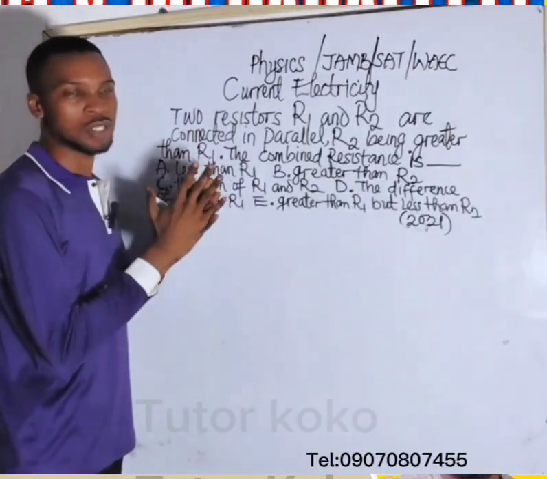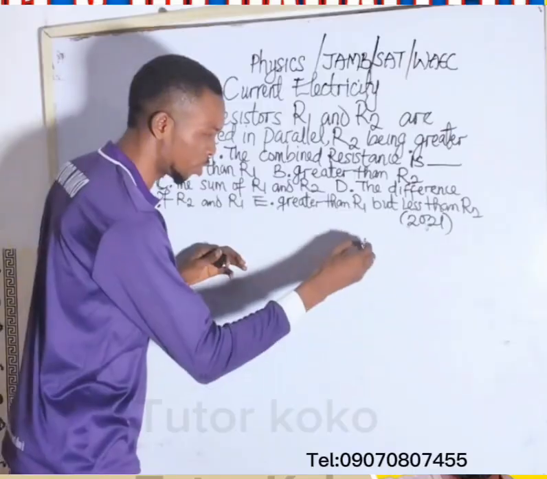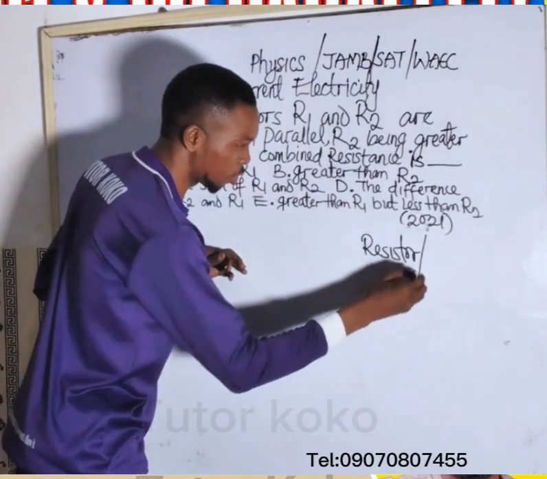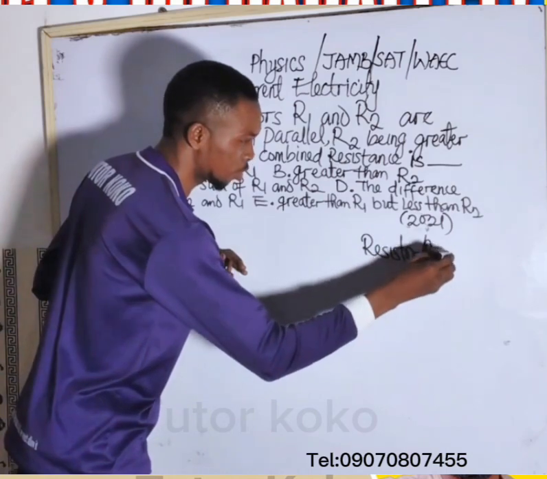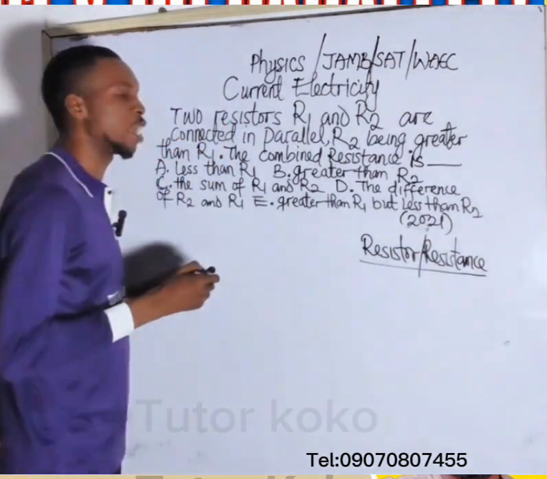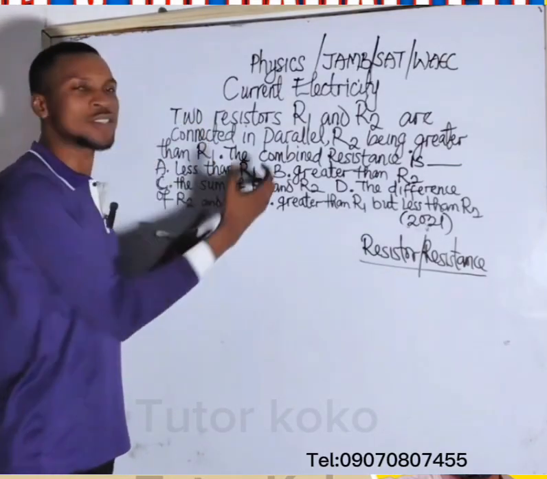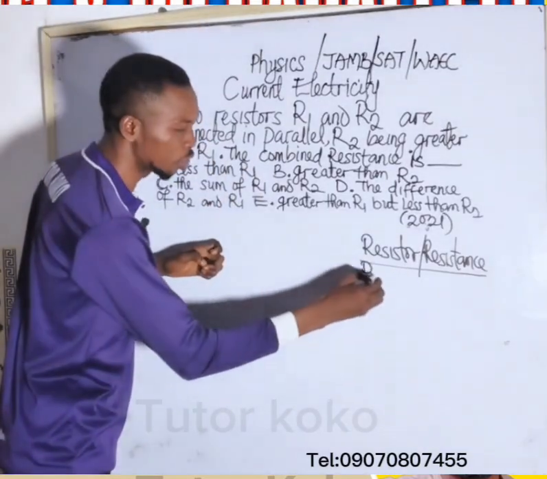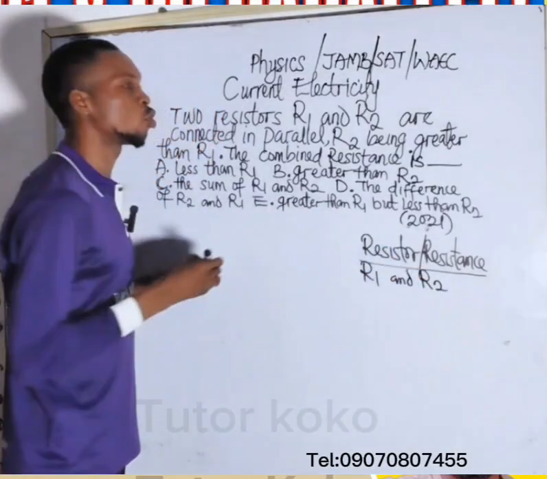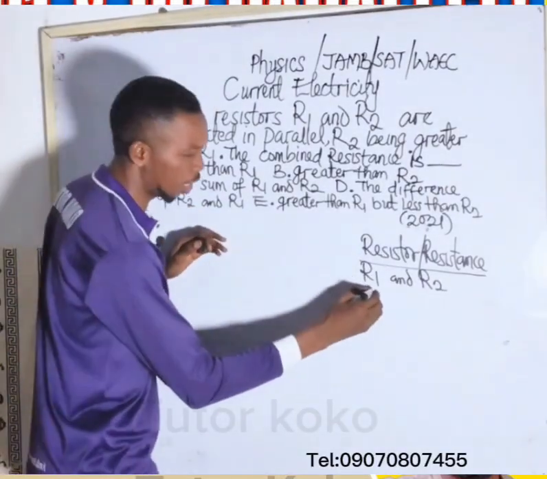Two resistors, R1 and R2. So the concept is resistor. Let us just pick the concept resistor and its resistance. All right, so this is the concept we want to consider today. Resistor, resistance. So the question said that we have two resistors, R1 and R2. This was given in the question, R1 and R2. And they are connected in parallel.